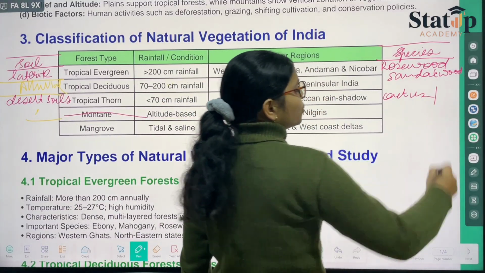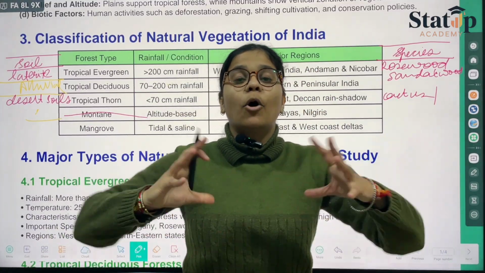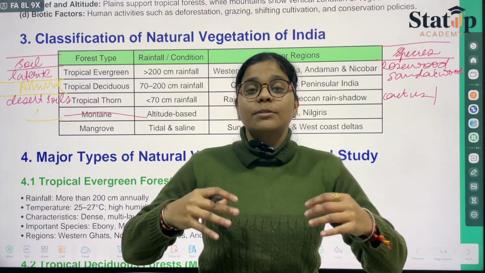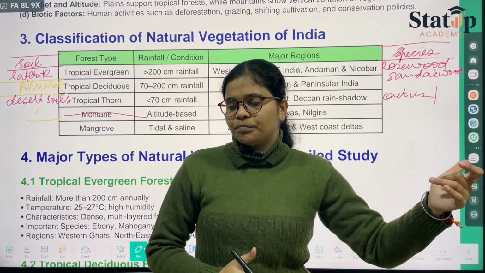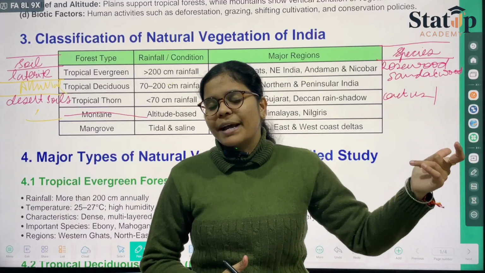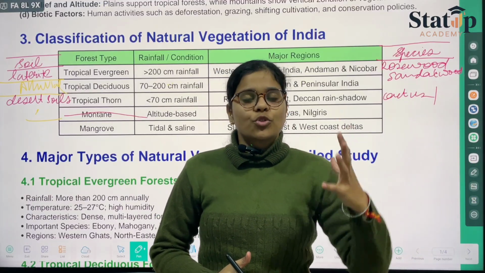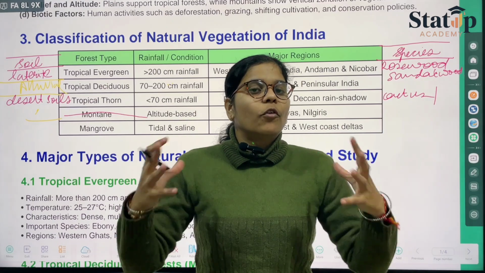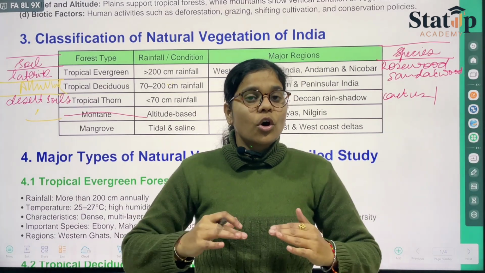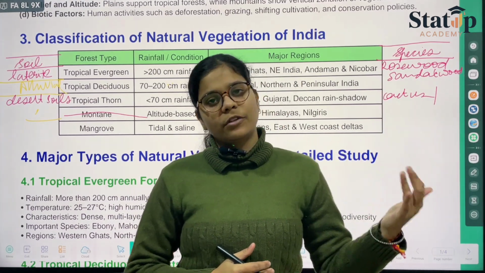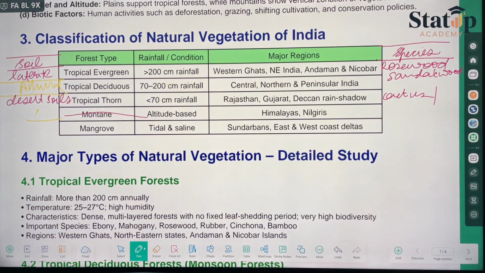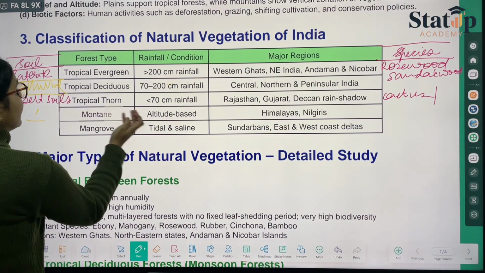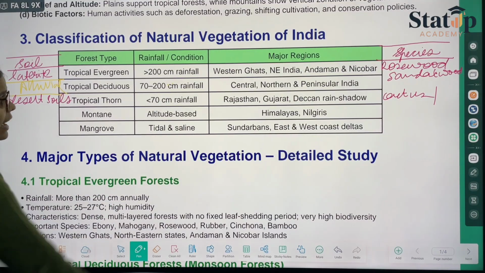Again, thorny bushes could be found which will be having spines. Why are the spines found in that particular area? So that the amount of water content it can hold is not lost by the process of transpiration, as you have been just told. Then we have the montane type, that is the hilly type of soil we have.